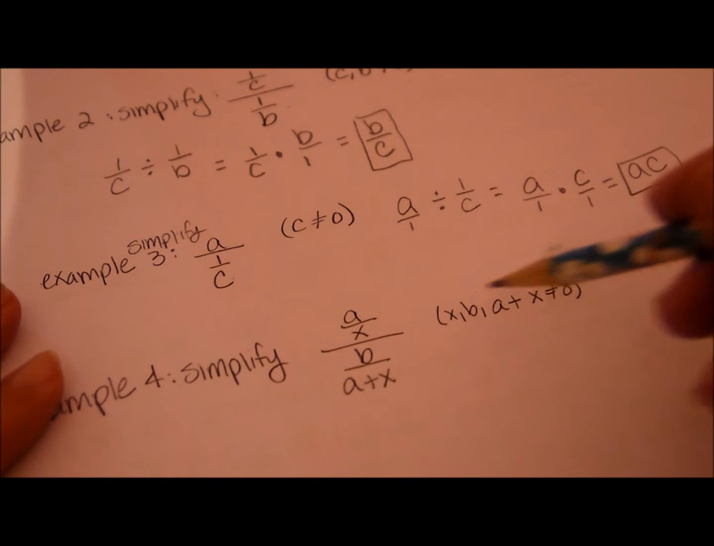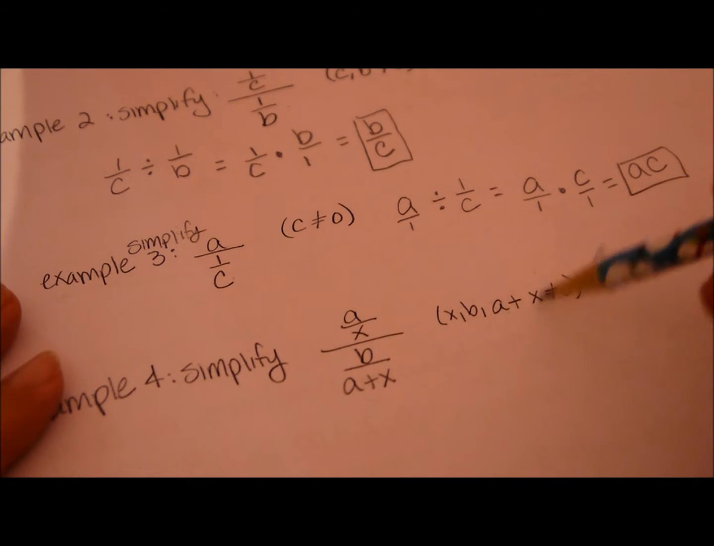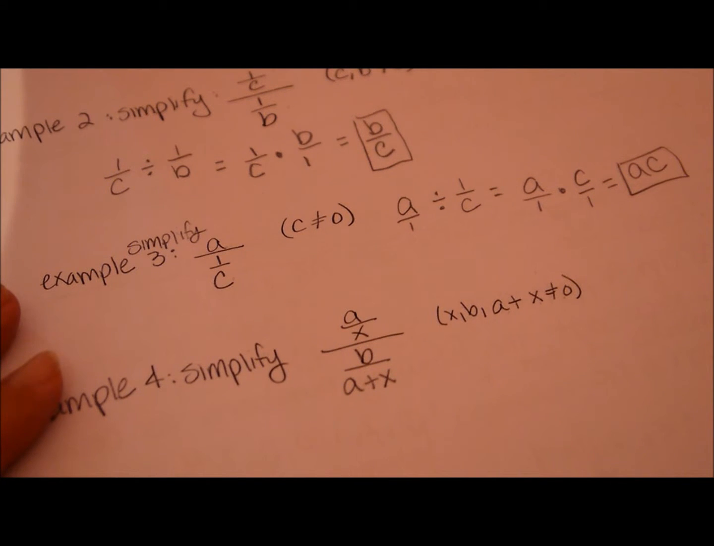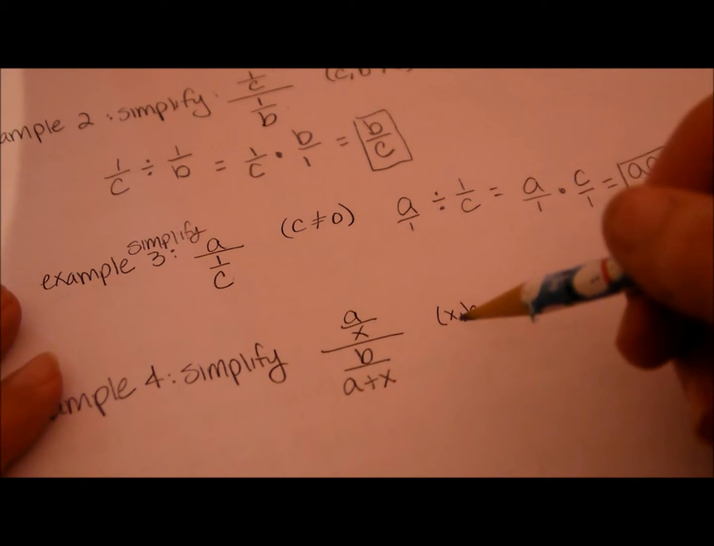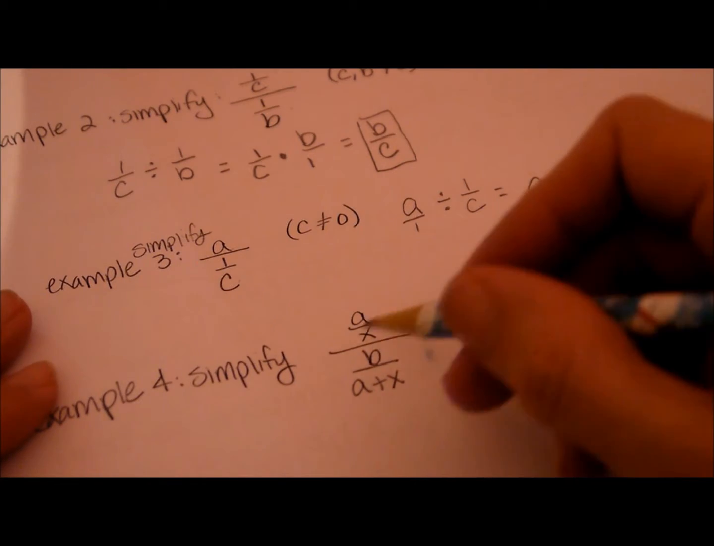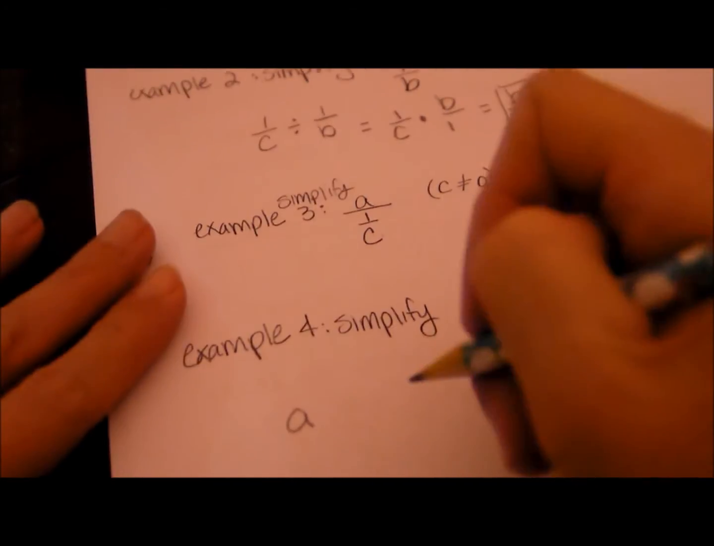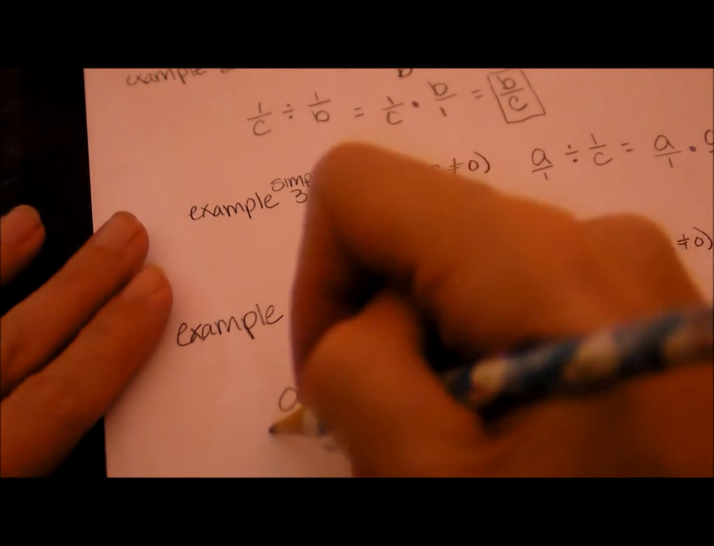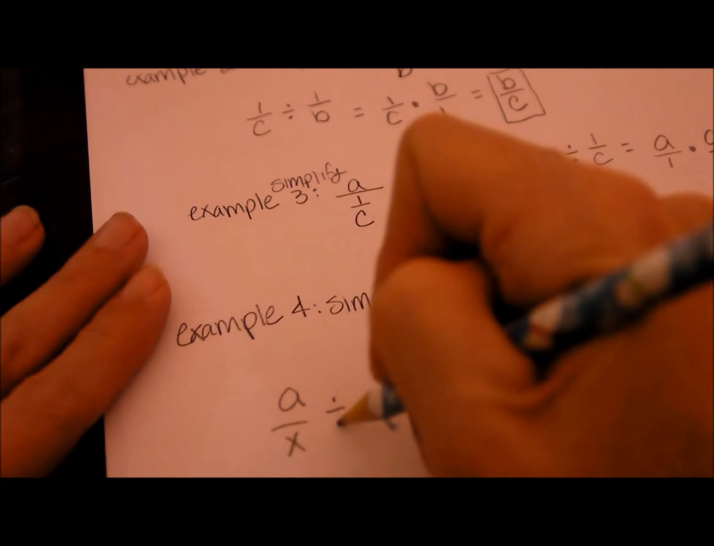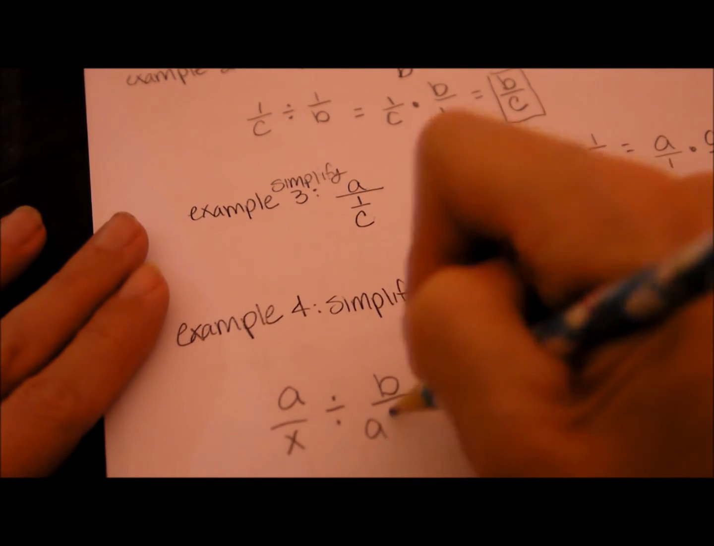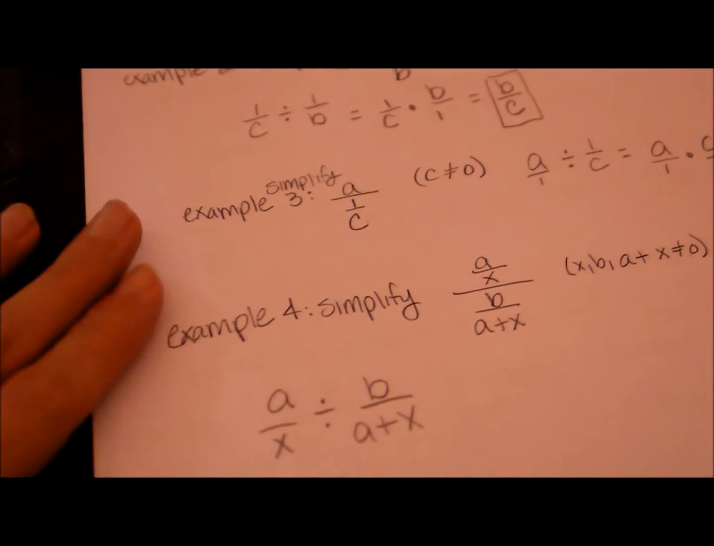Now it gets a little bigger because we've got more stuff going on. Look at all these restrictions. a plus x can't equal 0, b can't equal 0, and x can't equal 0. So there's a lot going on there. Let's unpack this. That's going to be a over x divided by b over a plus x.